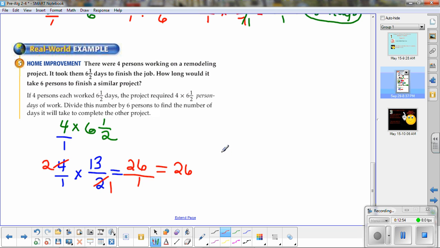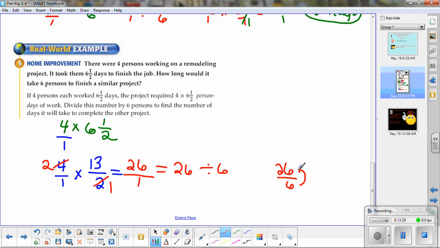Now we want to take that number of 26 and divide by 6. If we divide it by 6, that's going to tell us how long it would take for 6 people to finish that job. 26 divided by 6. 26 divided by 6 can also look like this.